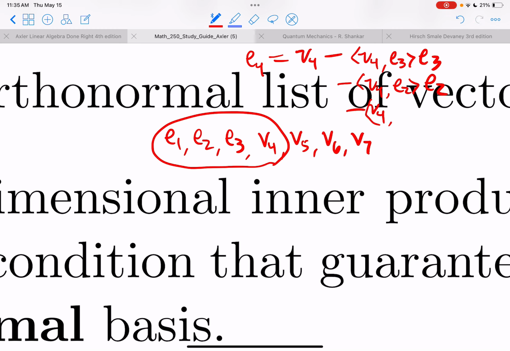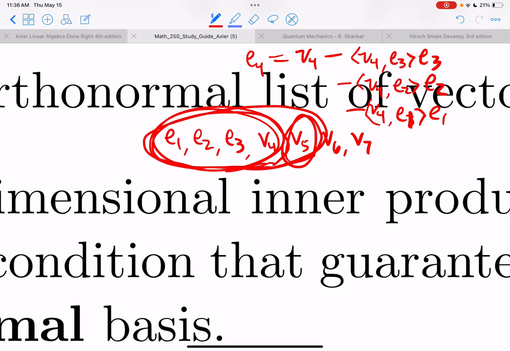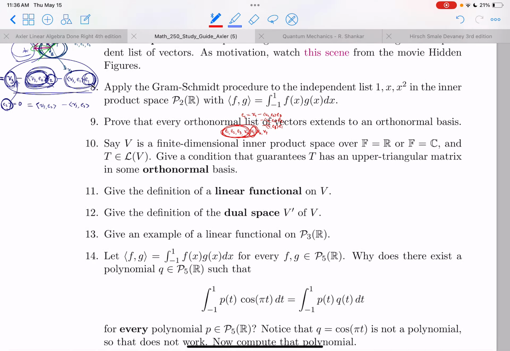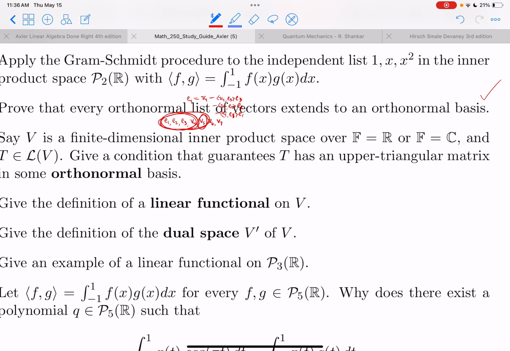until you've got another vector. And then you go and do the same thing to V5 by subtracting off its projections onto E1 through E4, etc. So that's the end of the proof. So you just extend to a basis and then apply Gram-Schmidt. That gives you an orthonormal basis.